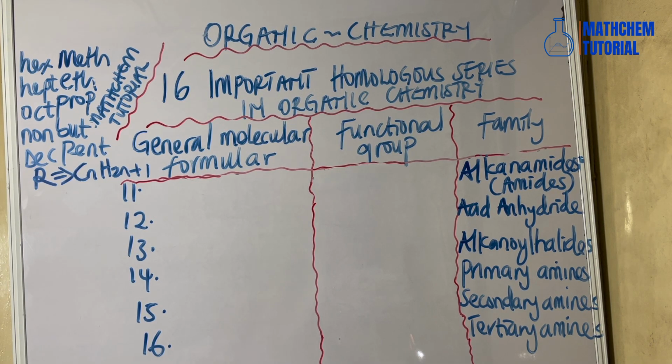Now let's look at the alkanamides, also known as amide. If you observe numbers 14, 15, and 16, you will see amines, and number 11 is amide. When I get to 14, I will explain the difference between the two, amide and amine.